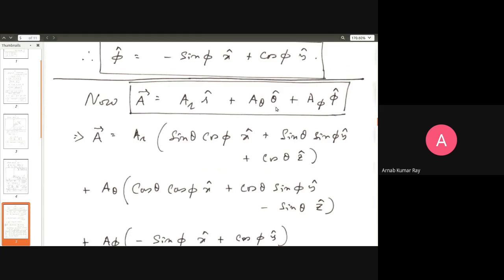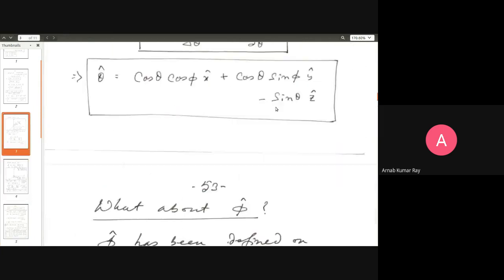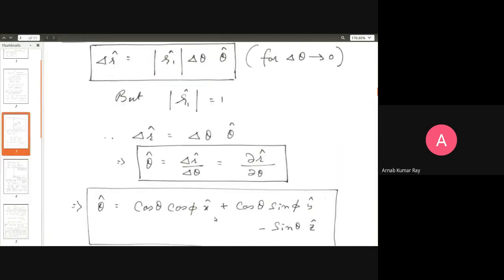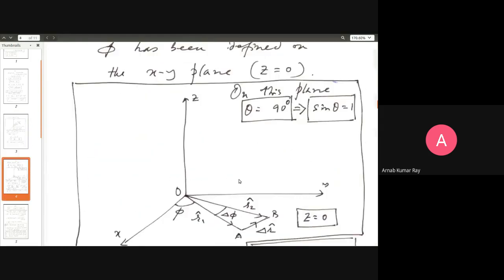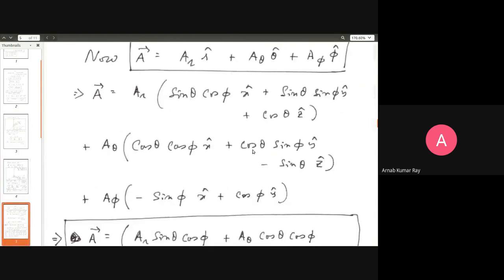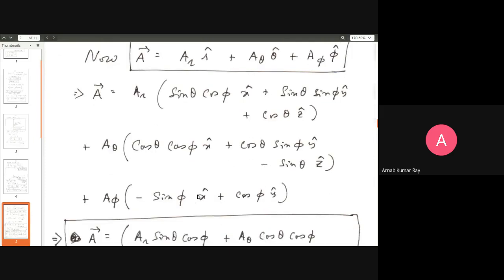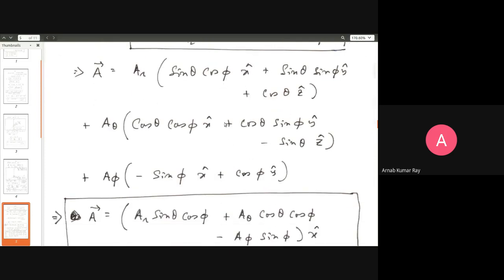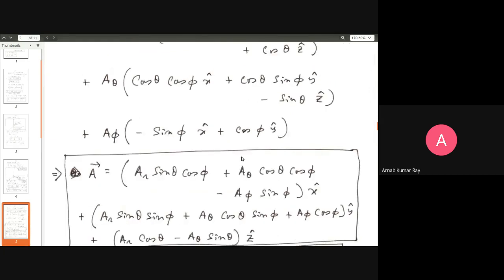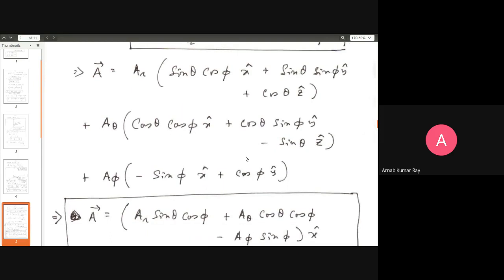In place of theta cap, we put this formula, cos theta cos phi x cap, etc., cos theta sine phi y cap. We put that here in place of theta cap. And then in place of phi cap, we put this thing. Thereafter, we collect all the common terms in x cap, y cap, and z cap separately. So let's see now.